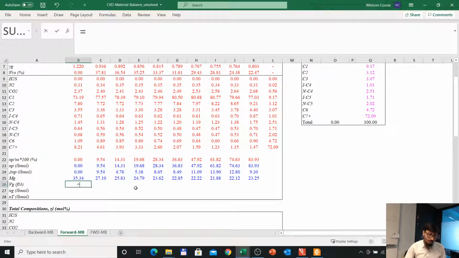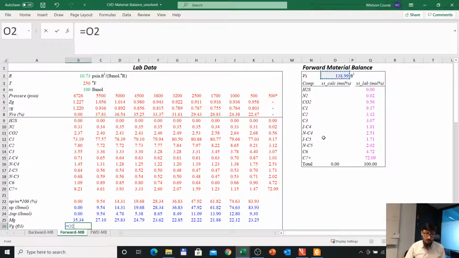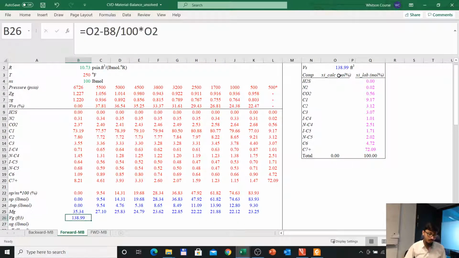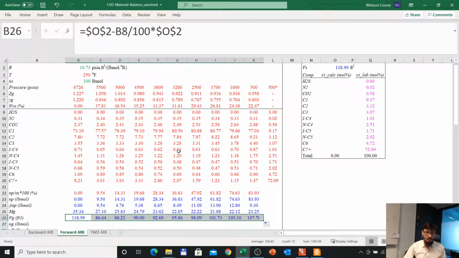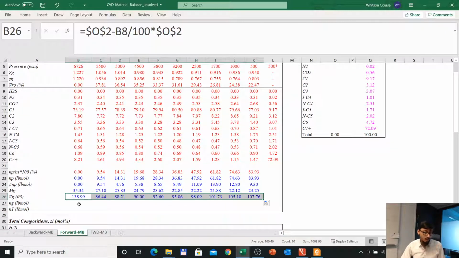Yeah, so now this gas volume is this guy here minus VRO. So we have VRO here divided by 100 times, yes. Okay. We should have fixed the cells, so this should be fixed. There, yeah. So we got the gas volumes at each pressure stage.